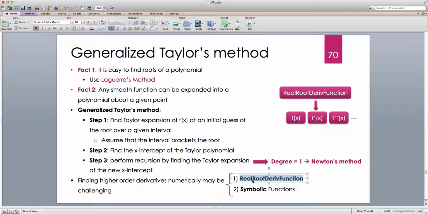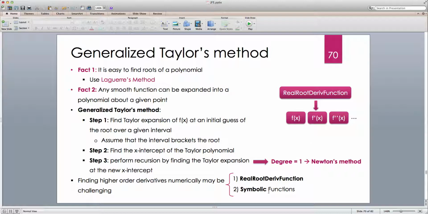One way is to use the real root deriv function interface that we implemented. This forces the user to not only give the expression for f, but also the expression for f prime, f double prime, etc. Because if you recall, real root deriv function returns an array of double values. The first one is f, the second one should be f prime, the third one should be f double prime, etc. So the programmer asks the user to actually provide these functions f prime, f double prime.